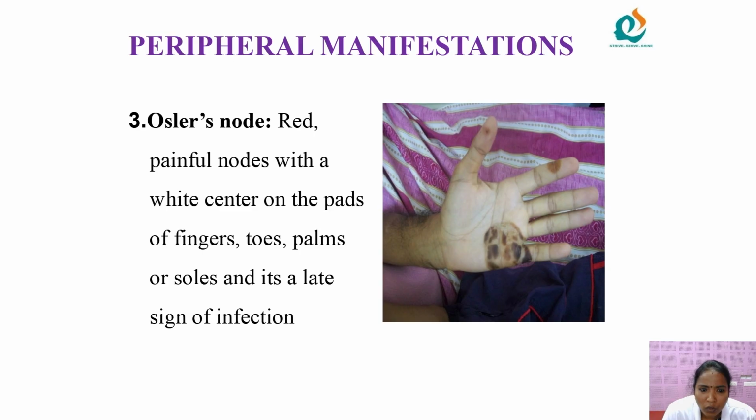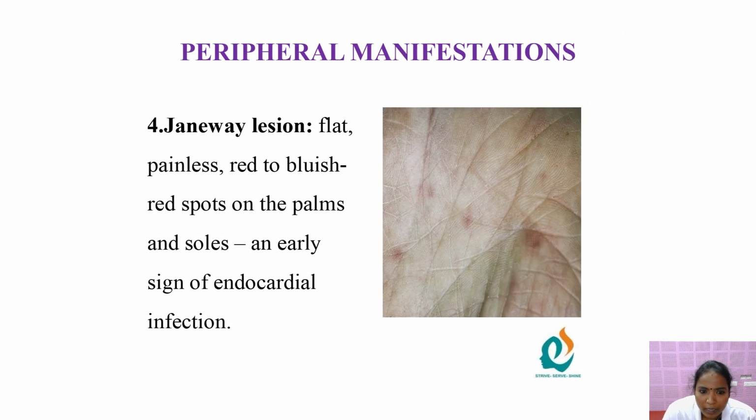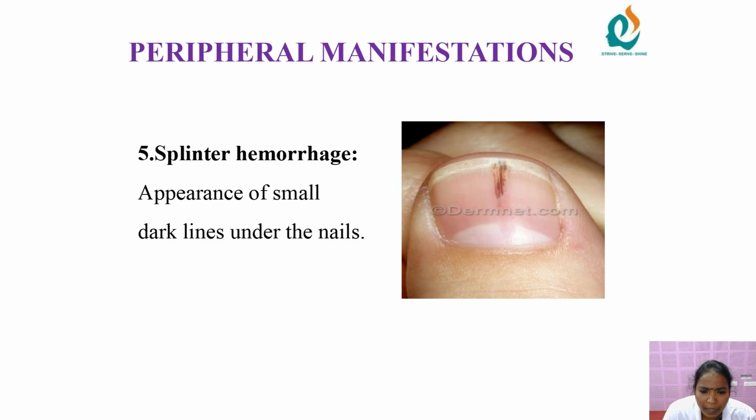Osler's nodes are red painful nodes with a white center on the pads of fingers, toes, palms or soles, and they are late signs of infective endocarditis. Janeway lesions are flat, painless red to bluish red spots on the palms and soles, and are rarely signs of endocardial infection. Splinter hemorrhage is the appearance of small dark lines under the nails.